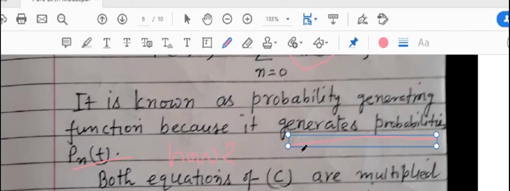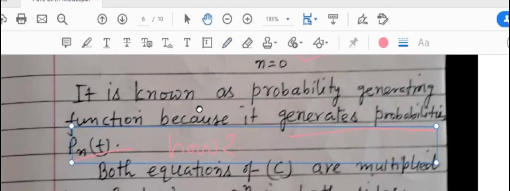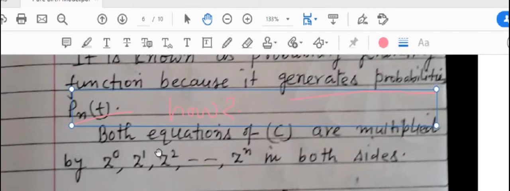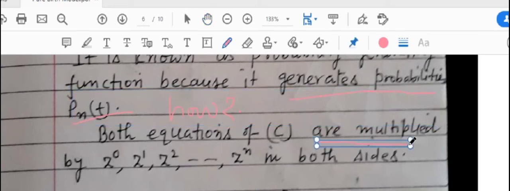Now both equations of C, as usual, we are taking both equations. Now both equations means one is P_0(t) and another is P_n(t). So equations of C are multiplied. Now we are applying the generating function method. We have taken the generating function that we define, phi_0(t).